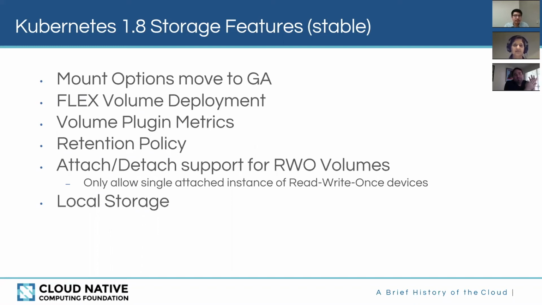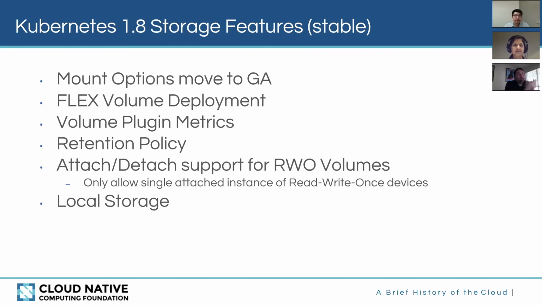For 1.8, it was really a stabilizing release for storage. We had a lot of features introduced in 1.7 that we wanted to make sure were production hardened, and that we had all the bugs and kinks worked out of. So we spent a lot of time focusing on making sure that the features we had in 1.7 were correct, and then moving that function to GA.